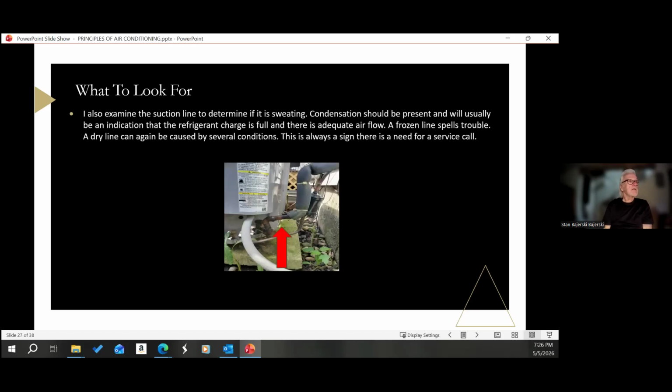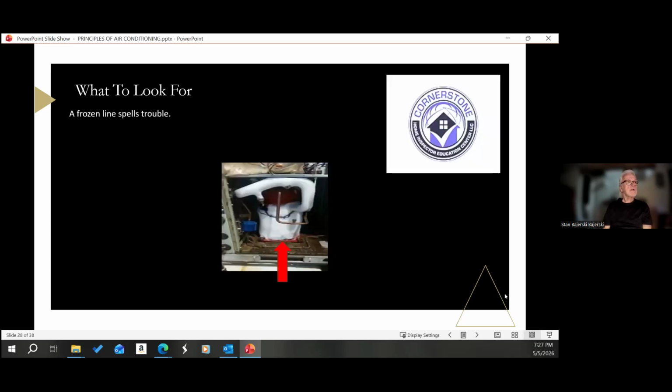I also examine the suction line to determine if it's sweating. Condensation should be present and will usually be an indication that the refrigerant charge is full and there is adequate airflow. A frozen line spells trouble. That's on the next page. A dry line can, again, be caused by several conditions. This is always a sign that there's a need for service. There's a frozen suction line and compressor.